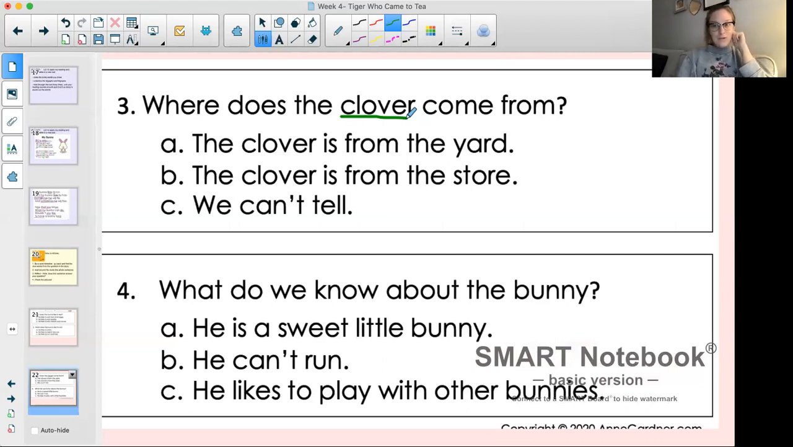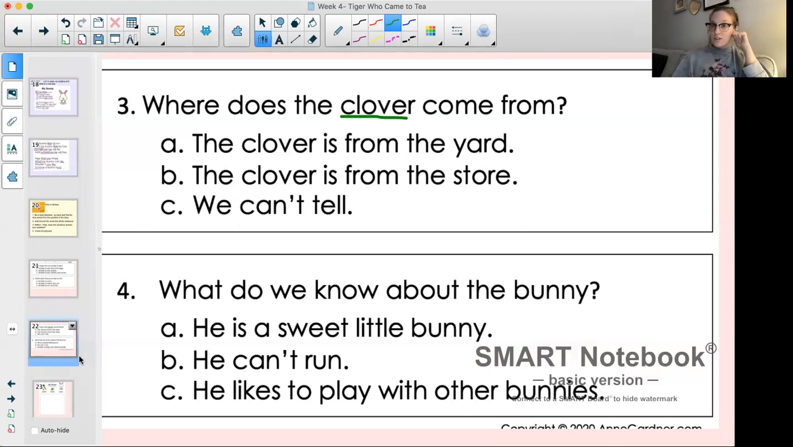All right, welcome back. So just in case you had some trouble or couldn't quite understand what the question was asking, it's what do we know about the bunny? A, he is a sweet little bunny. B, he can't run. Or C, he likes to play with other bunnies. So A, is he a sweet little bunny? Is that what they told us in the story? B, he can't run. Or C, he likes to play with other bunnies. So let's see what they've said in the story.